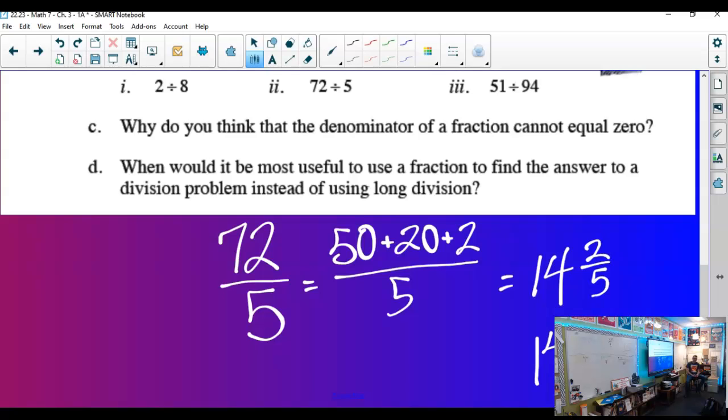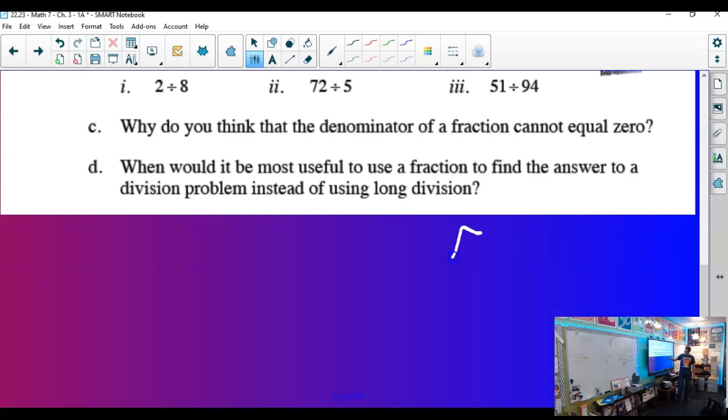Charlotte, what about the third one here? How can I make that into a fraction? 51/94. Sorry, 51 94ths. I thought that was like 51 over 9. And that one we should probably just leave alone because it is proper.